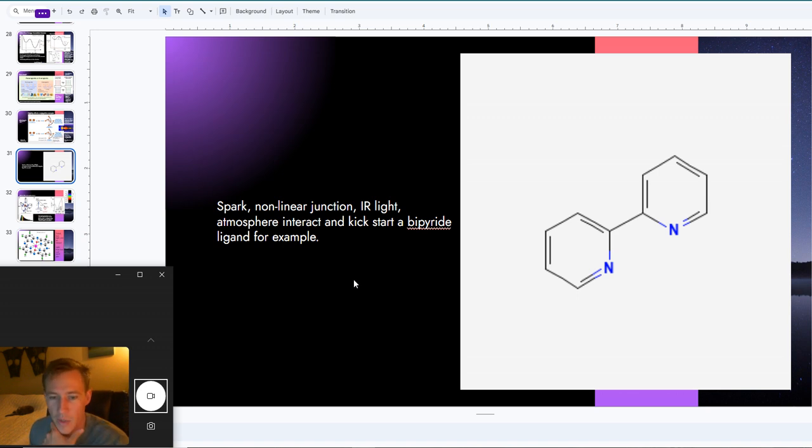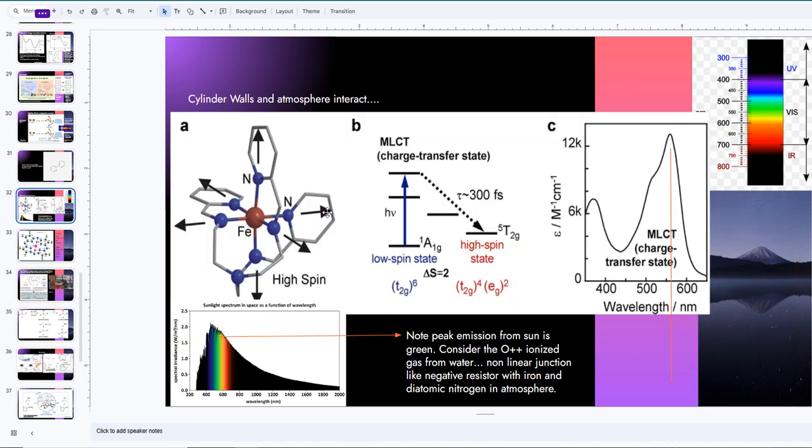So, spark, nonlinear junction, infrared light, atmosphere, interact, and kickstart a bipyridine ligand, for example. And that ligand field strength can be altered in its rigidity with the flux of the motor being an electromagnetic generator with the engine block itself. So the cylinder walls and the atmosphere interact.